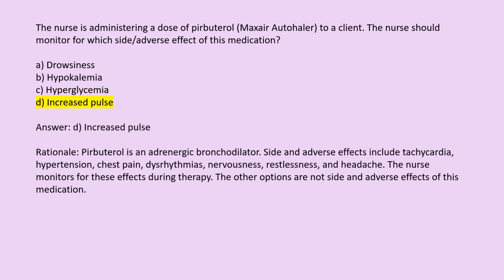Answer. D. Increased pulse. Rationale. Terbutaline is an adrenergic bronchodilator. Side and adverse effects include tachycardia, hypertension, chest pain, dysrhythmias, nervousness, restlessness, and headache. The nurse monitors for these effects during therapy. The other options are not side and adverse effects of this medication.